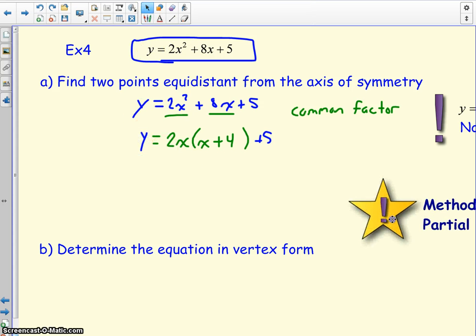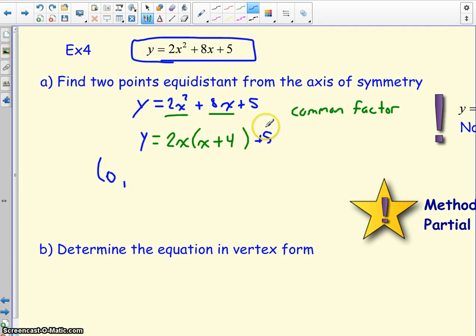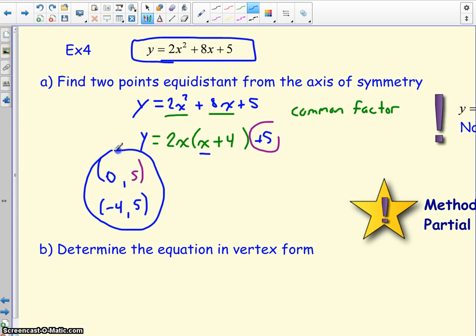So what this tells me is not the zeros, but it tells me that when x equals 0, y is equal to 5. When x is negative 4, again, y is equal to 5. So why are these points special? I can now use them to find the axis of symmetry. So 2 points equidistant from the axis of symmetry will be 0, 5, and negative 4, 5. With that in mind, I actually have everything I need to find the equation in vertex form. Because I have my axis of symmetry, I can use an equation to find the y value of the vertex, and I'm off to the races.